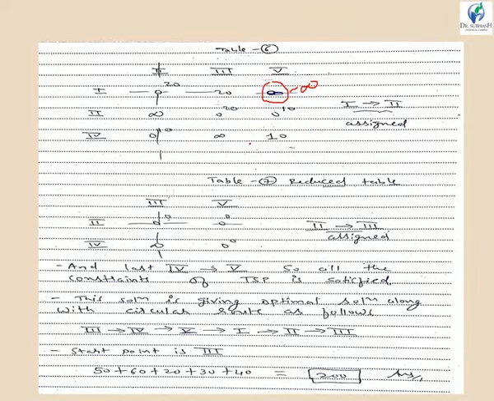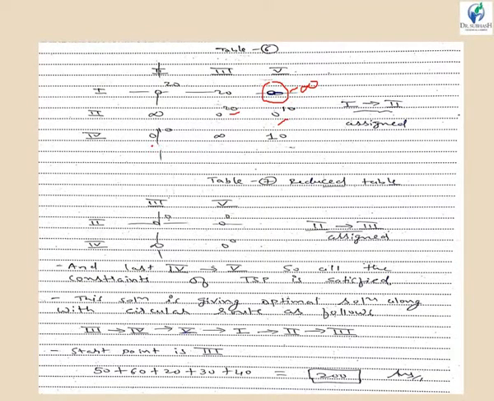Now, similarly, in the same way, calculating the penalties. For this first row's zero, the smallest element in the row is 20, and in this column it is 0, so 0 plus 20 is 20. Calculating the penalty of this zero, the smallest element in this column is 20 and in this row it is 0, so 0 plus 20 is 20. For this zero, the smallest element is 0 and in that column the smallest element is 10, so 0 plus 10 is 10.